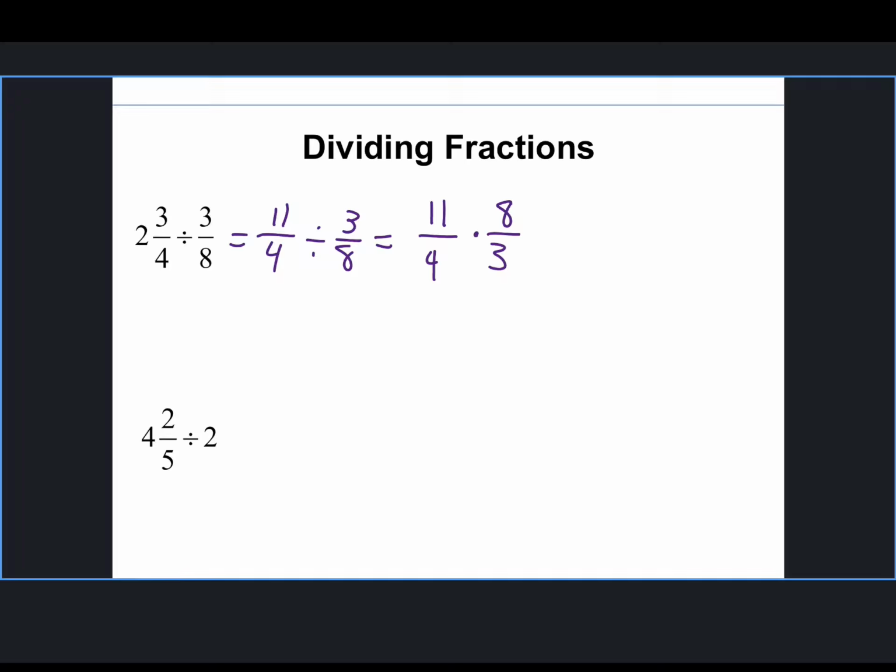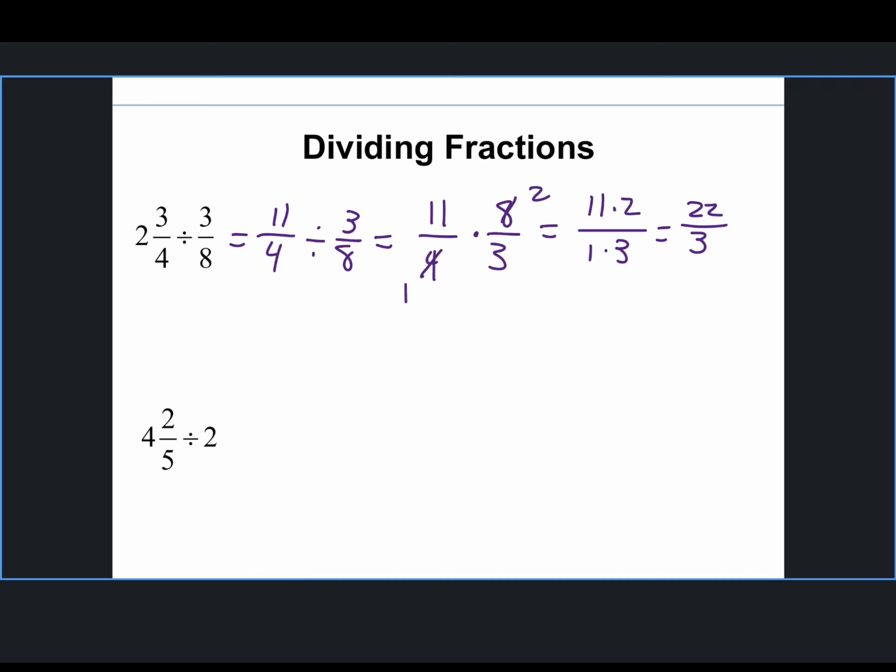The 4 and the 8 have what in common? 4. So 4 divided by 4 is? 8 divided by 4 is? 2. So our final multiplication is 11 times 2 divided by 1 times 3, equals 22 over 3. 22/3.